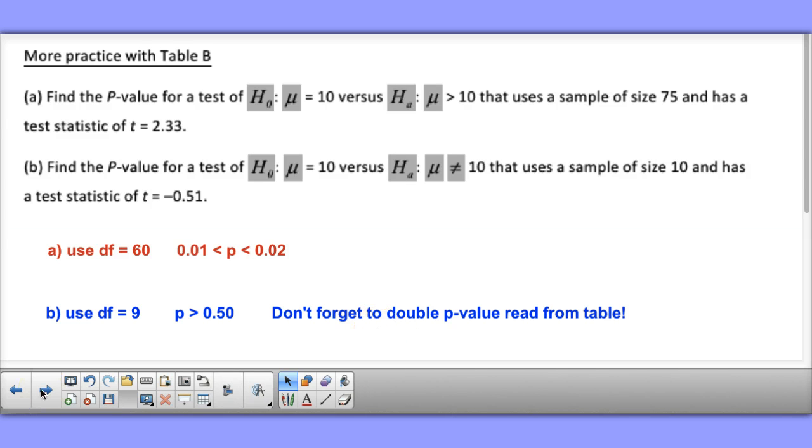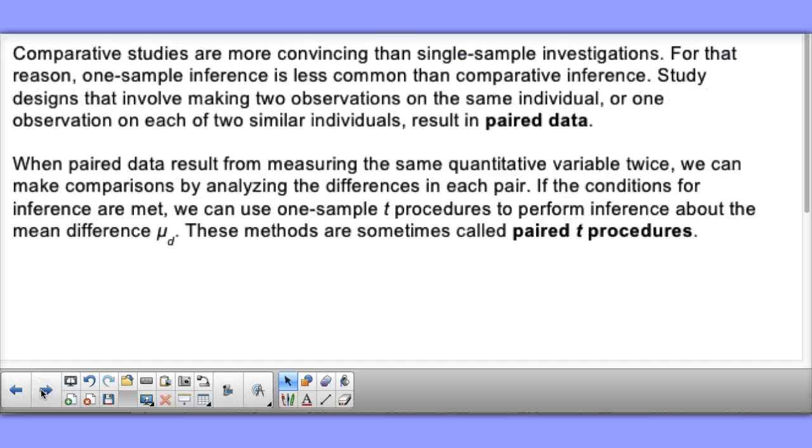Now let's take a look at the final topic from Chapter 9, Section 3. And this is working with paired t-procedures, which happens when we have paired data. Paired data occurs when we have two observations on the same individual or one observation on each of two similar individuals. So we have pairs of data and we subtract the values, and then we do our one sample t procedure to perform inference on the mean difference.